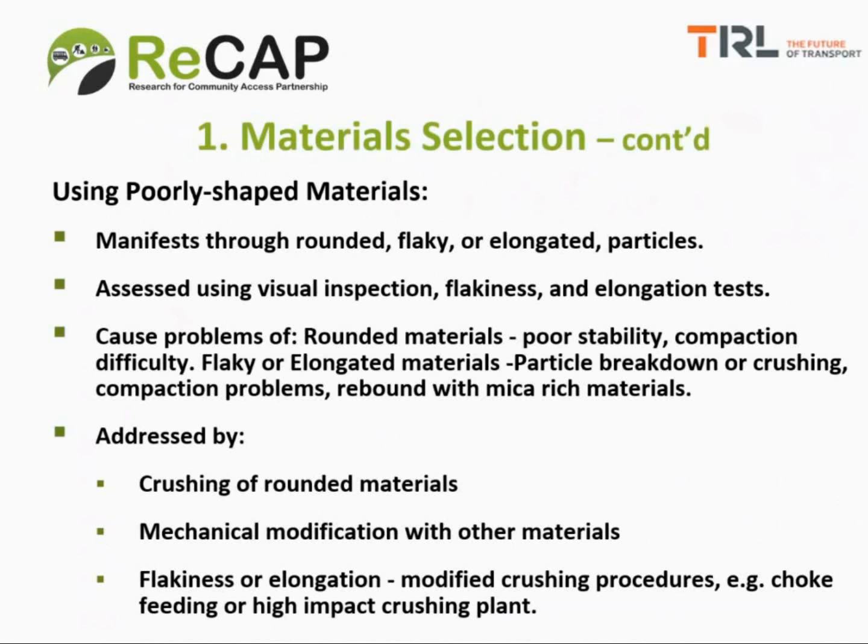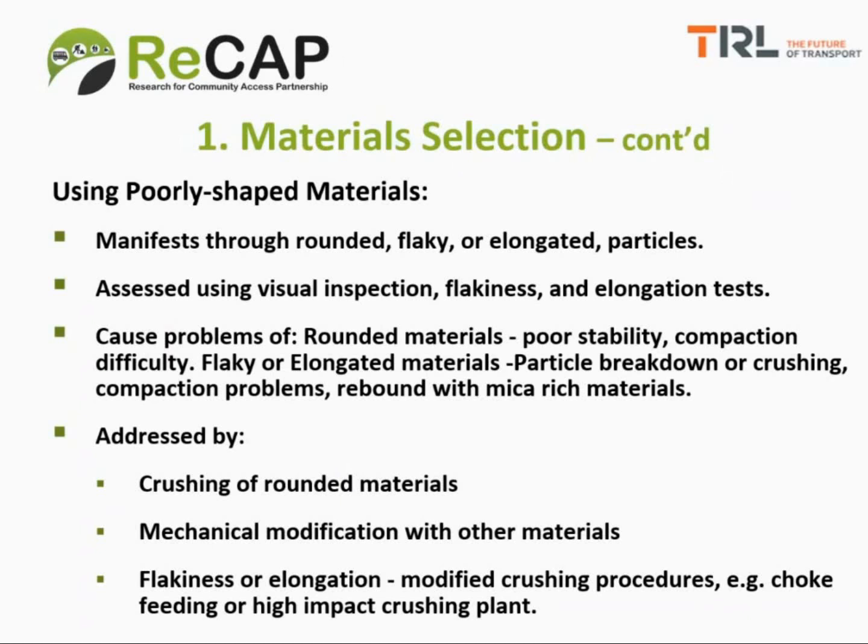Now, the next category of materials are those that are poorly shaped, or those with particles that are poorly shaped. Now, this is manifested through either rounded particles, flaky particles, or elongated particles. And they are usually assessed by visual inspection for rounded particles and flakiness and elongation tests. Now, materials with poorly shaped particles can present a variety of problems.